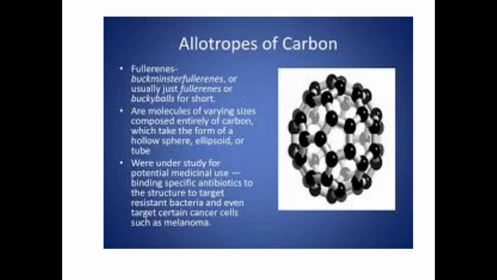The next allotrope is fullerene. It is prepared by heating graphite in an electrical arc in the presence of helium and argon. It has a football-like structure. And various types of fullerenes are there, C60, C70, etc. This is another allotrope of carbon.